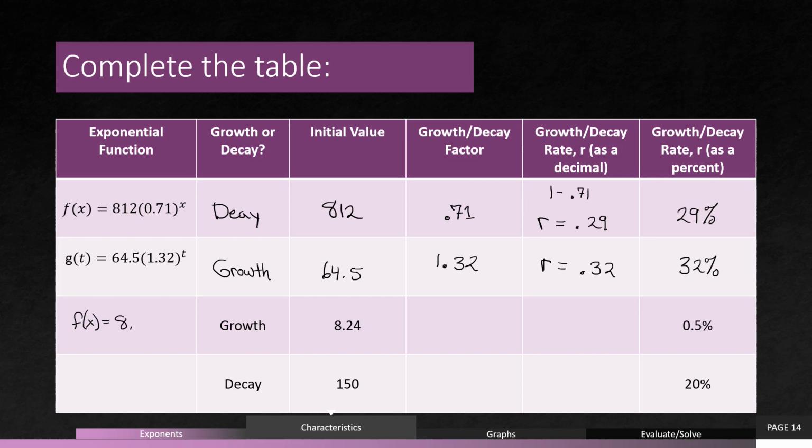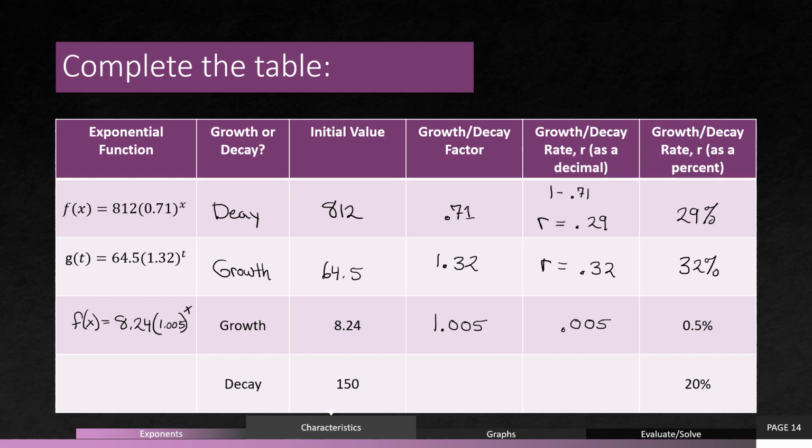We'll start with our initial value. Now we need to know what is going to go inside these parentheses. And since it's a growth, I know it's 1 plus something. And I can look at this rate down here. It says as a percent, it's 0.5%. So for 0.5%, I need 0.005. 1 plus that, 1.005.